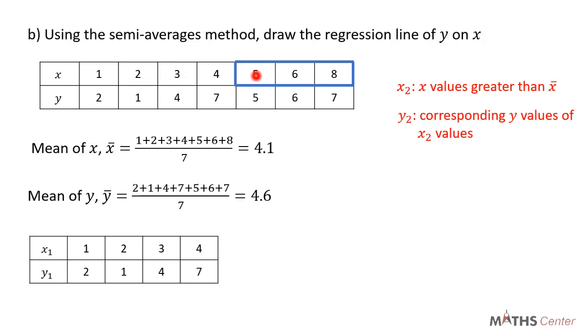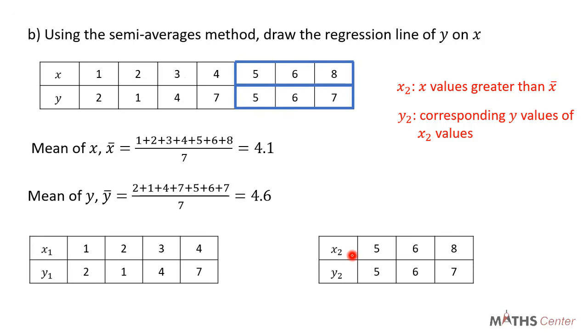The y value of 5 here is 5. The y value of 6 here is 6. The y value of 8 here is 7. So 5, 6, 7 will give us our y2 values. So our x2 values are 5, 6, and 8. Our y2 values are 5, 6, and 7. Now that we have the x1 values, y1 values, x2 values, and y2 values, we can find the x1 mean, y1 mean, x2 mean, and y2 mean.